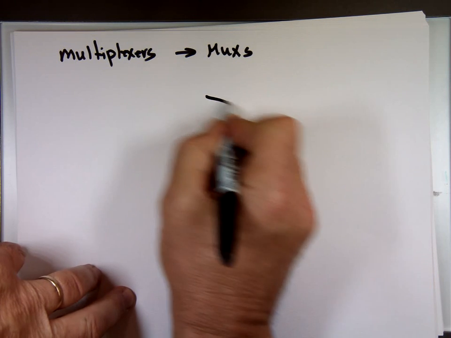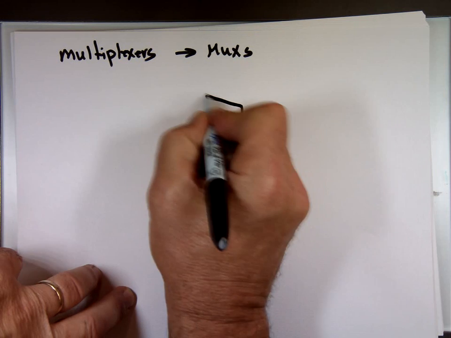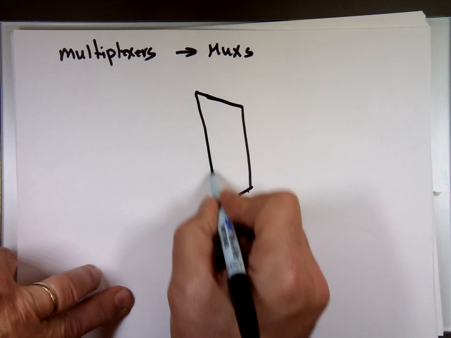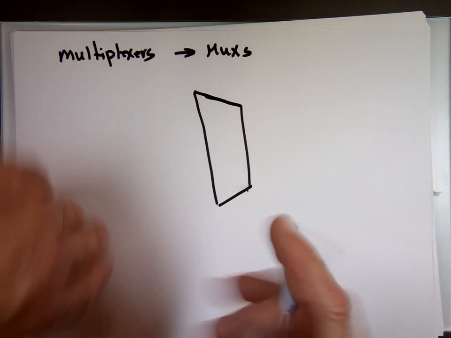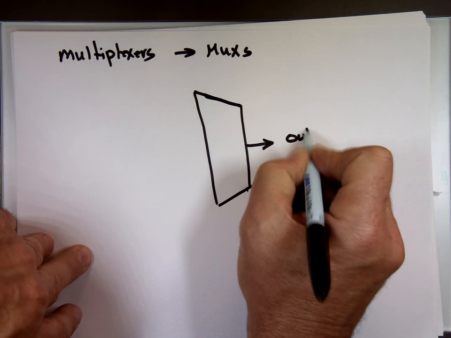Last class, at the end of the class, we started talking about the multiplexer. The way our book draws a multiplexer is like this. In real life, it's a chip. But they make these lines crooked instead of straight, to show that it's a multiplexer. It always has one output.